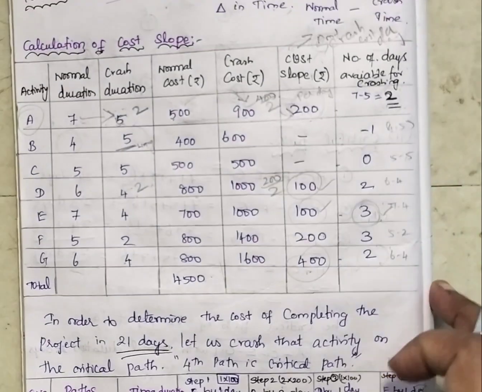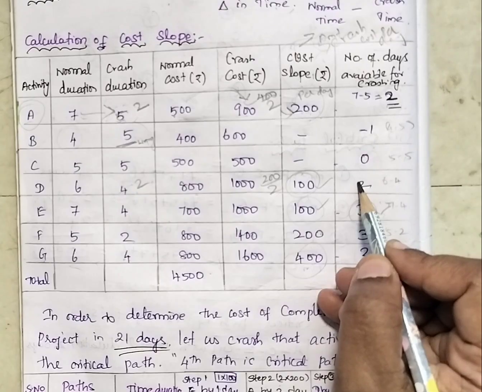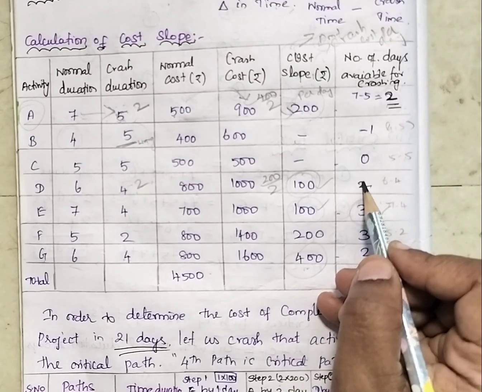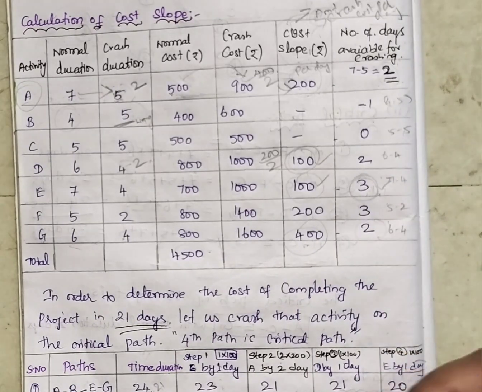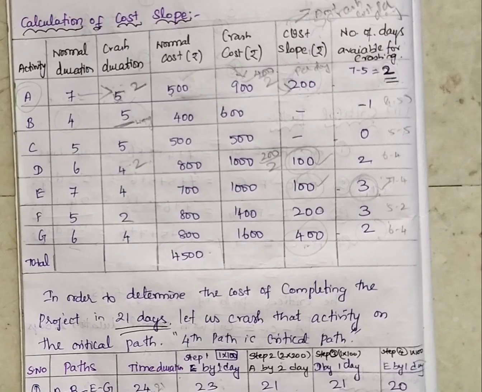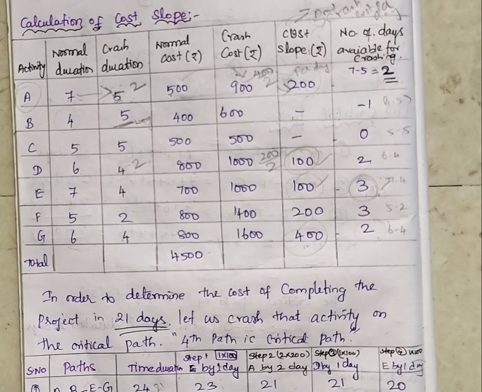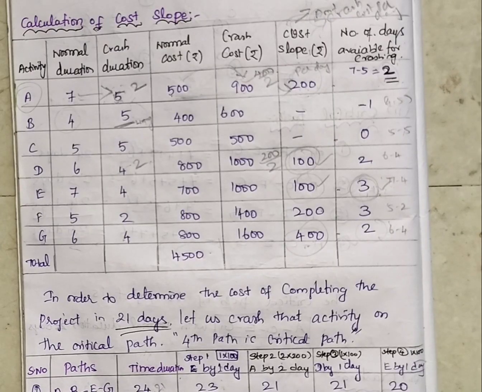Okay, the crash cost for D activity is 100. The number of days available to reduce for D is 2, so the crashing days are 2. For that we can reduce 1 day in path 3. D is not present in the other paths, so we are taking the critical path status of the third path, because we want only this path to be the critical path. So we are reducing the days of this critical third path.